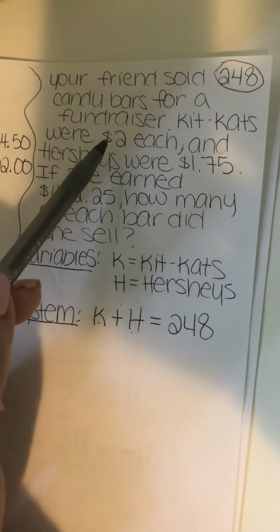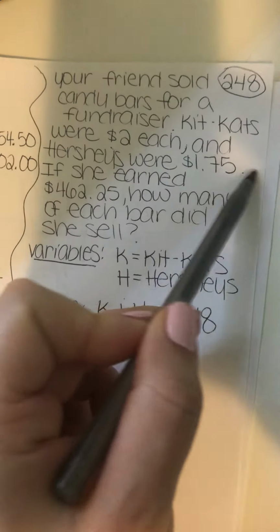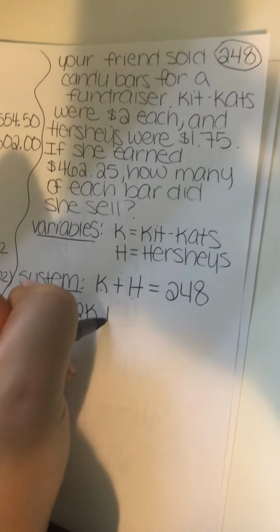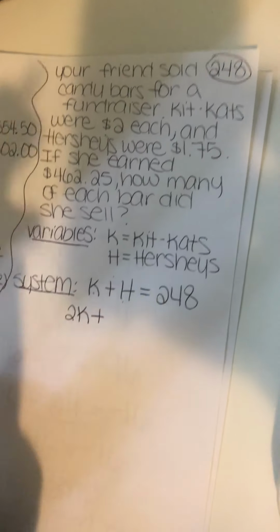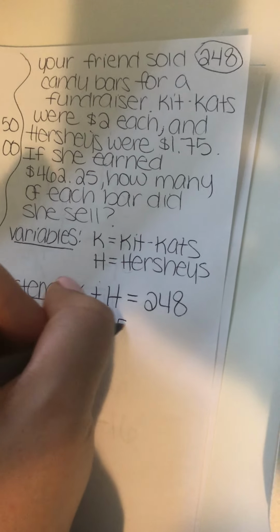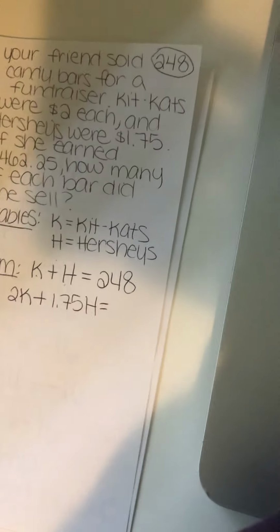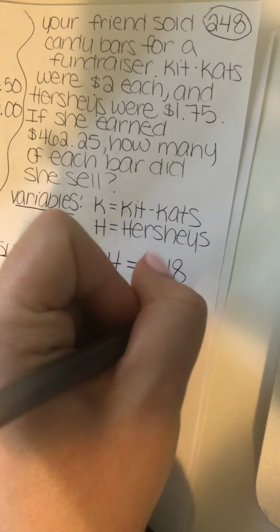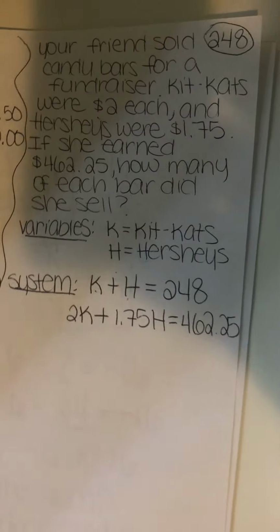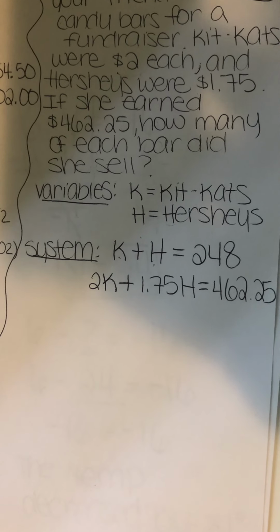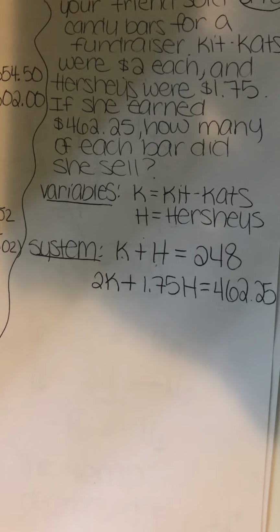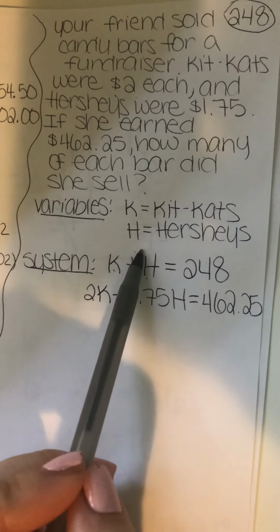And then my other equation is going to be about the cost. So 2 would be for my Kit Kats, so 2K plus Hershey's were $1.75 each, equals, and then I'll put my total. So my total was $462.25. Okay, so now I have my system. This is not a great example because I just realized we are not using elimination for this, but this is really just how I wanted to set you up, okay?